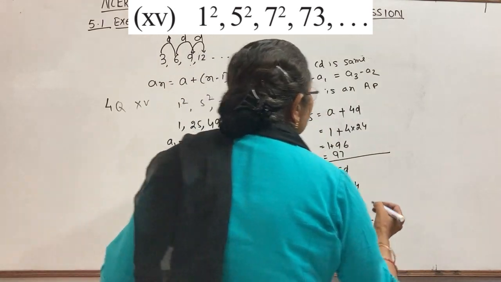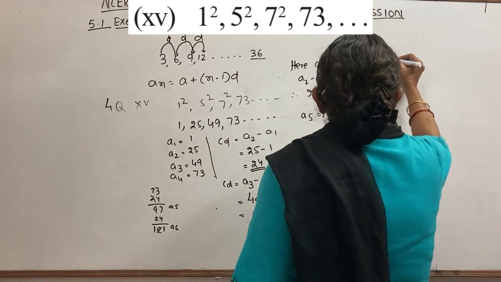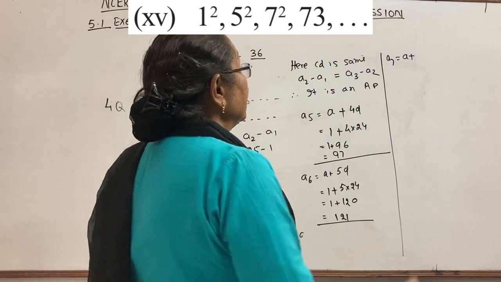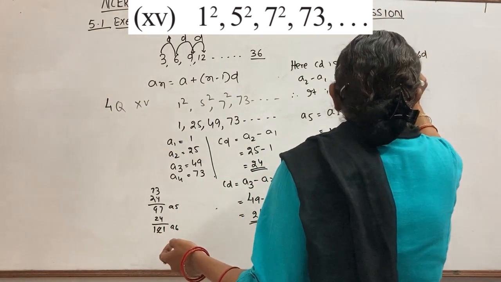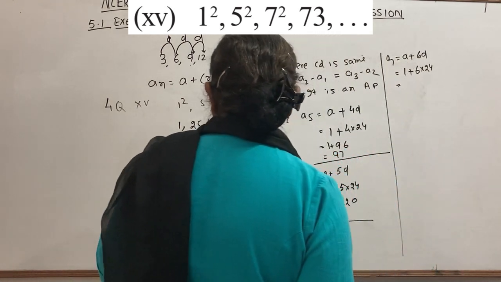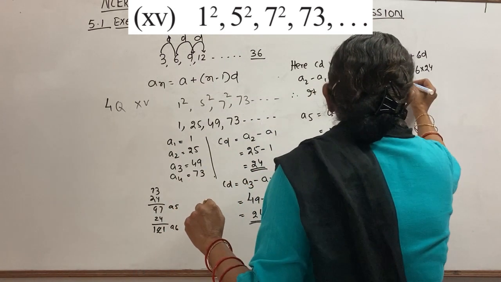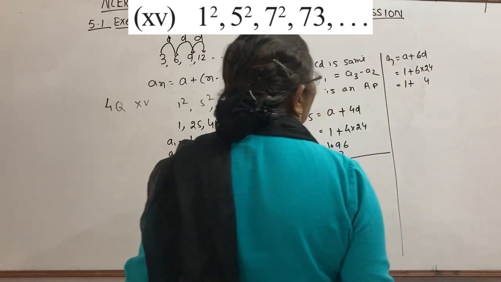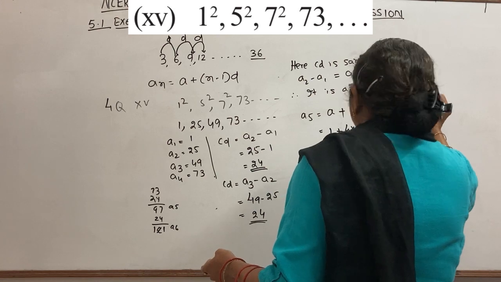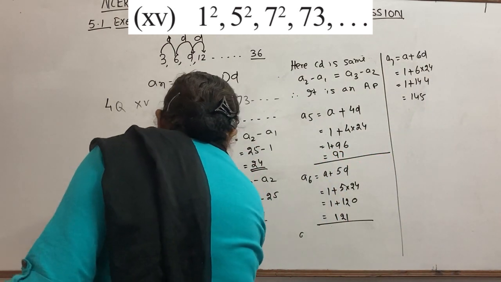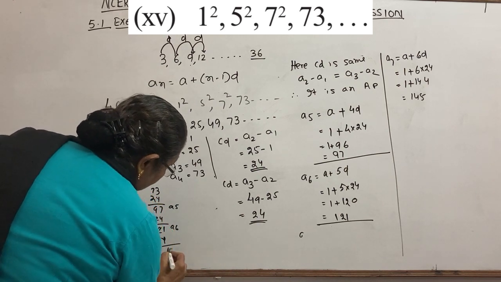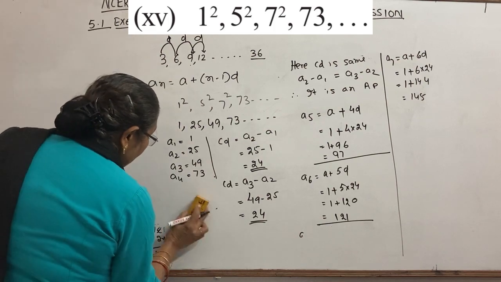Then to get the 7th term, A7 equals A plus, 7 minus 1, how many D's will it be? 7 minus 1 is 6 D's. So A is 1, 6 into 24. How many terms? 5, 6, 7. Okay. So 1 plus 6 4s are 24, 6 2s are 12, 12, 2, 13, 14. That is 145. If you add 24 here, you see the next 5 and 4 and 1, 145 has come, isn't it?